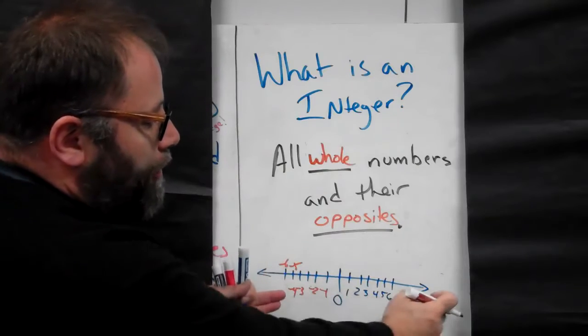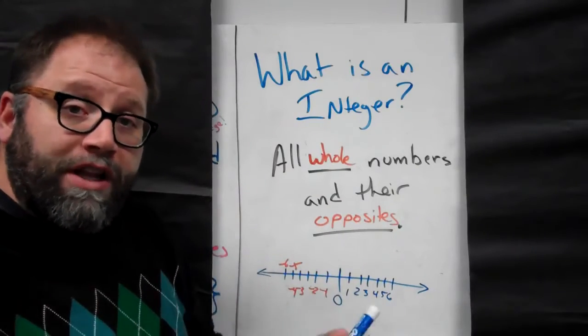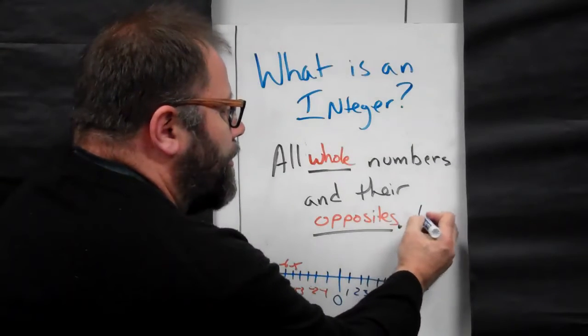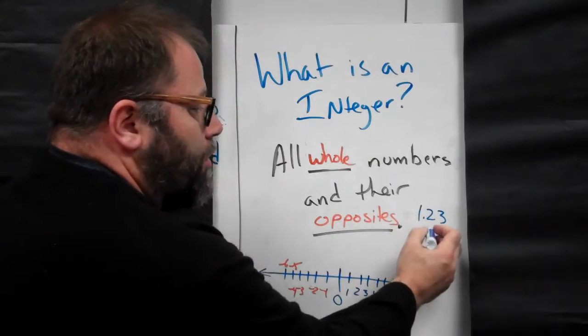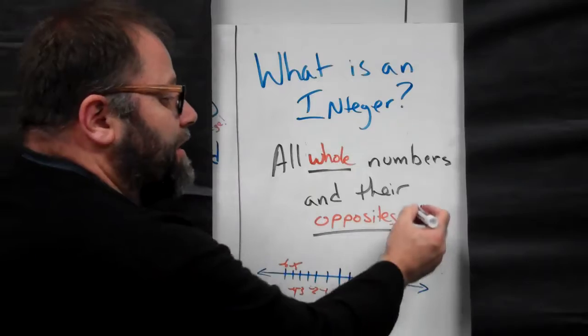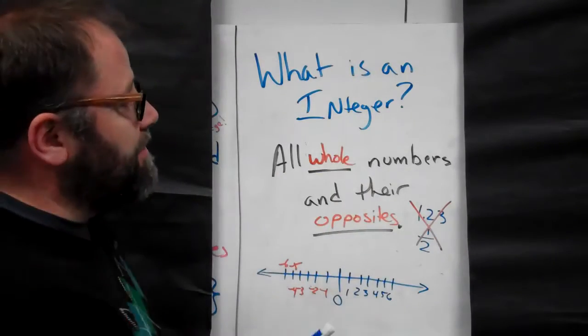So now we have all the whole numbers and their opposites, all the positives and the negatives. For integers, though, what you need to remember is that integers do not involve things like decimals or fractions. So when we're talking about integers, we will not do anything with either of these. Integers are whole numbers and their opposites.